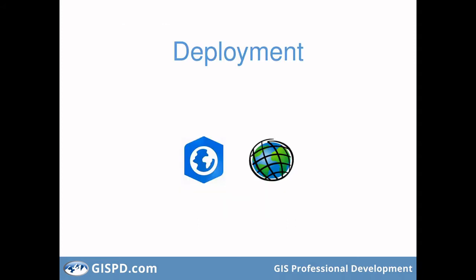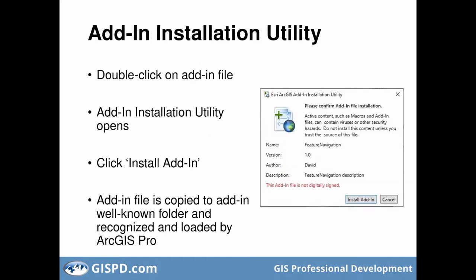In order to make the add-in available to users, we can just give them the add-in file. They can double-click on it and an installation utility opens. Click Install and the file is copied to a folder that ArcGIS Pro checks on startup. If it finds any add-in files, the add-ins are then loaded.